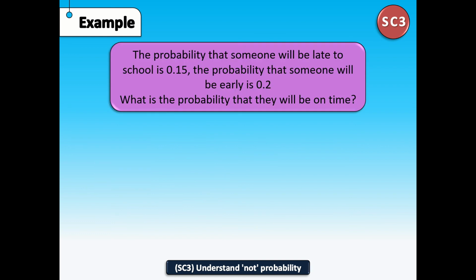This question says the probability that someone will be late to school is 0.15. The probability that someone will be early is 0.2. So what is the probability that they will be on time?